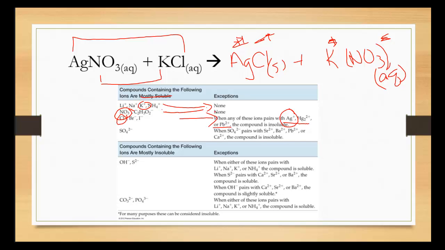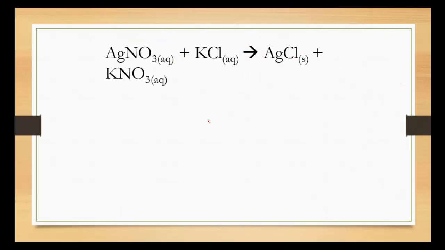Alright, so here, my PowerPoint got a little messed up, but that's okay. That should be over here. To get the complete ionic, we're going to break up anything that says AQ into its ions. So Ag plus and NO3 minus.